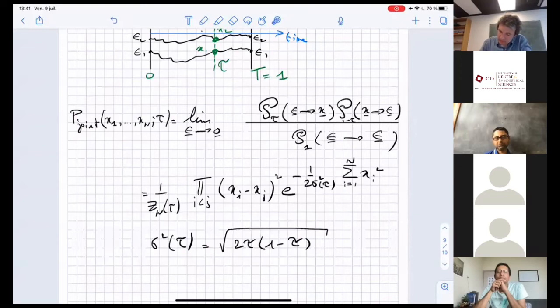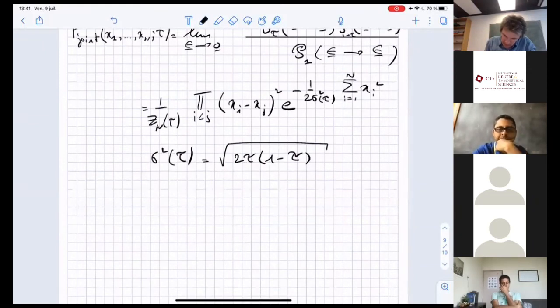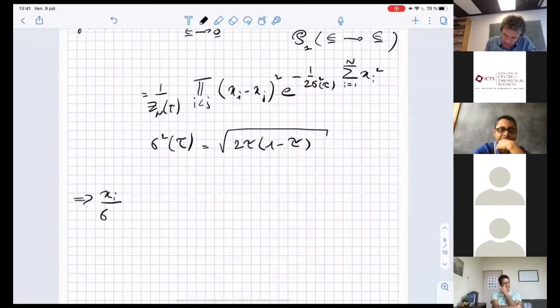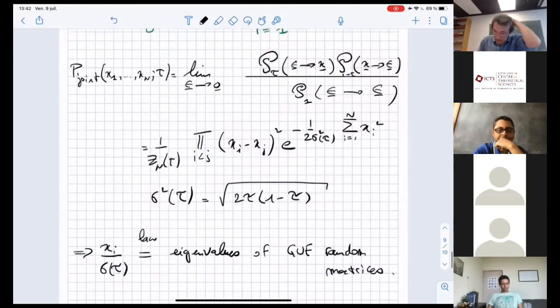Okay, so that's quite nice, right? Because if you look at this formula, you recognize the formula that we have seen from the first lecture, actually. This coincides with the joint probability density function of the eigenvalues of random matrices belonging to the Gaussian unitary ensemble. So what it says now is that if I look at xi divided by sigma of tau, of course, there is a non-trivial time dependence, then in law, if you want, they behave as the eigenvalues of GUE random matrices.